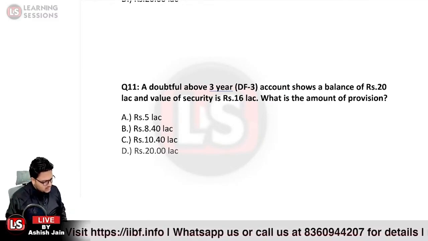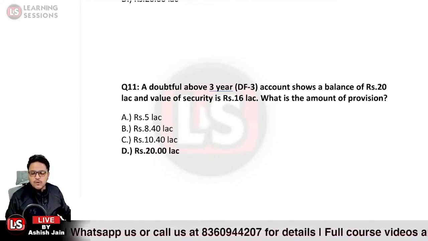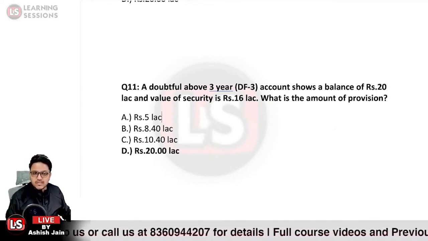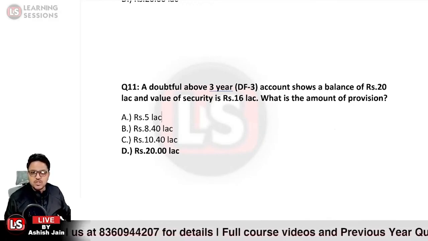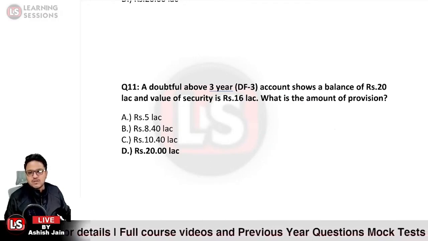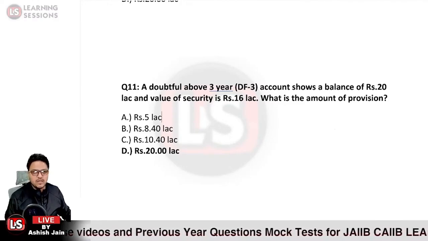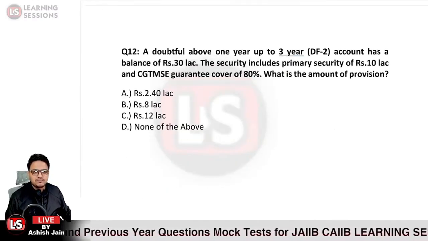Option D over here is the right answer in question number 11, because we know that uniformly in the case of the doubtful three assets, 100% provision is to be created. Whether it belongs to the secured part or unsecured part, 100% of the provision is to be created. So option D over here is the right answer.